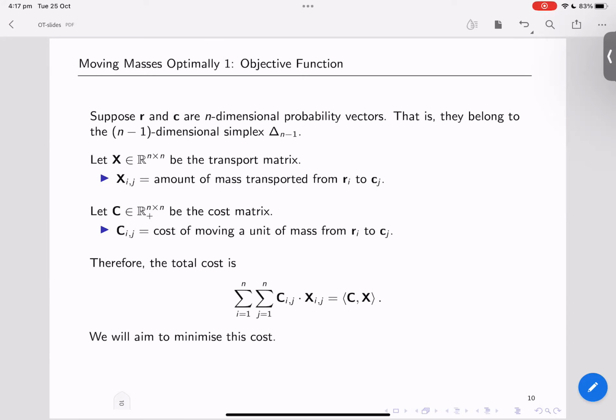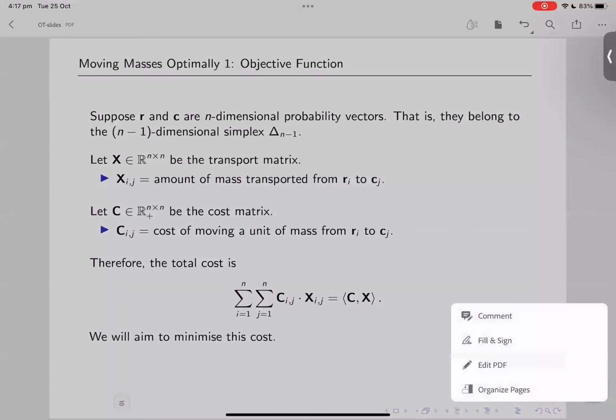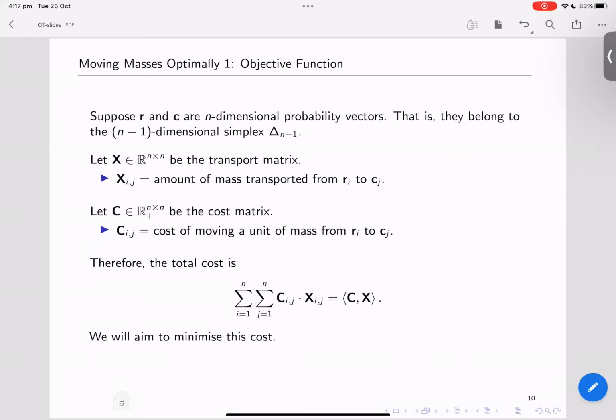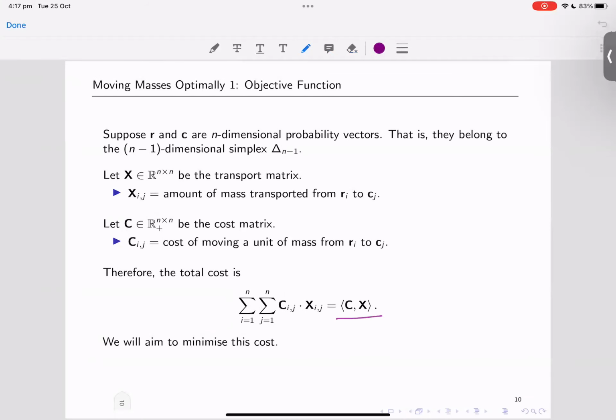Okay. Cool. So we have defined a cost matrix and we have defined a transport matrix. If you take the inner product of them, this notation is called the inner product. It's just a definition, right? If you take the inner product of these two matrices, you have the total cost that you incur by moving with the transport map X, okay? And so what we want to do is find an X, a transport map, that minimizes this cost, okay?